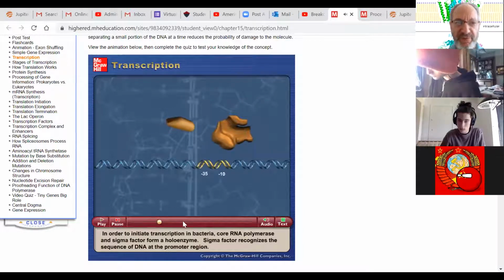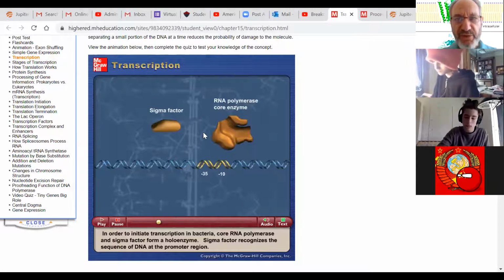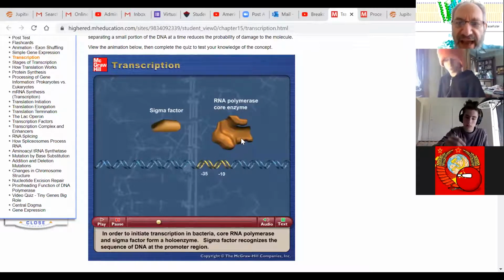Okay, so I'm going to back that up for a second so you can write that down. There are two proteins which are involved in making the enzyme complex that's going to synthesize the RNA. We call it the RNA polymerase core enzyme. The core enzyme is what actually creates the bonds between the nucleotides so that you actually form the nucleic acid.